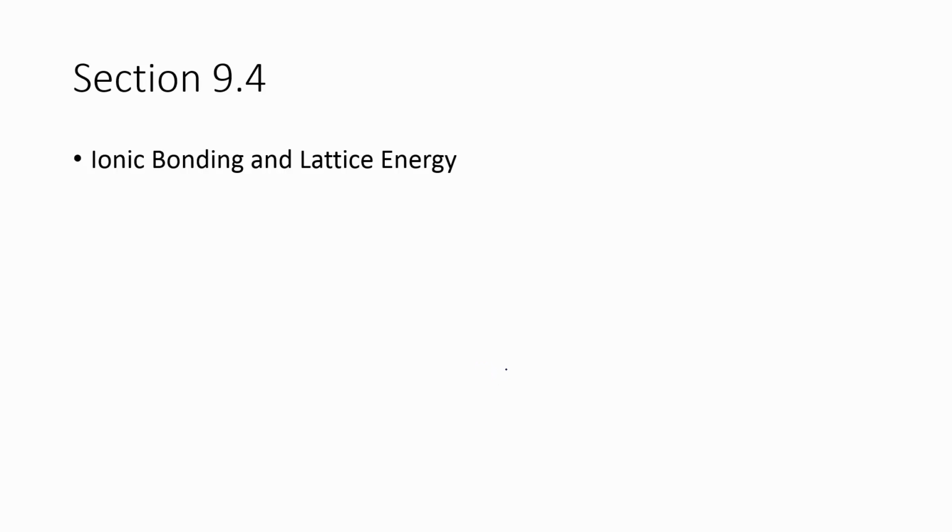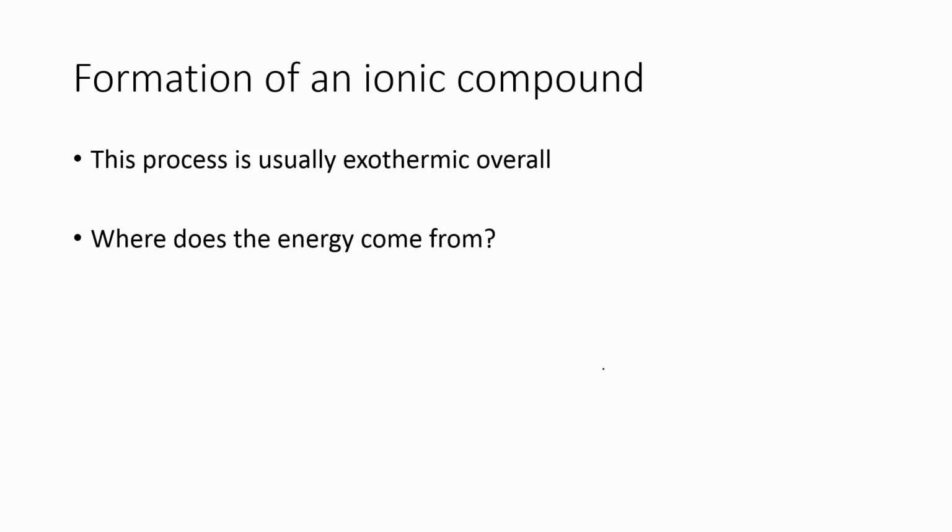In section 9.4, we talk about ionic bonding and its relationship to lattice energy. Now, when you form an ionic compound, and you can look at this formation from a lot of different directions, we're finding that this process is typically exothermic.